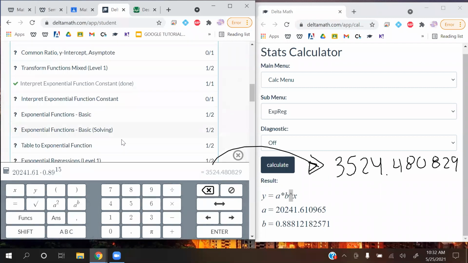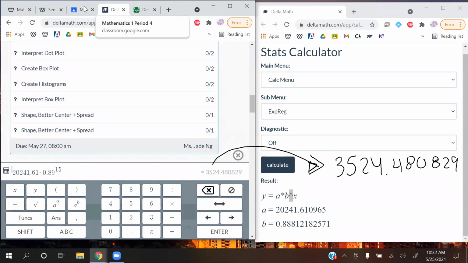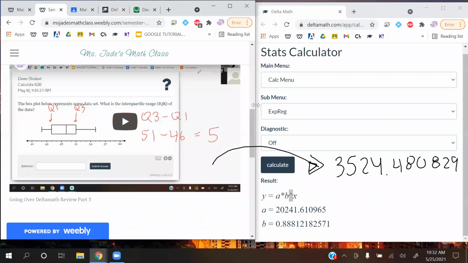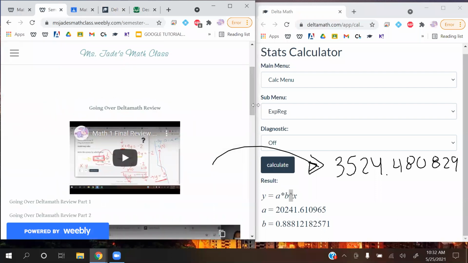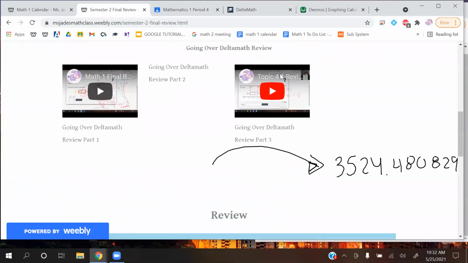And that's it. So I know there are more questions down here, the interpret dot plot, create dot box plot, all of that stuff. But remember, this is all included in the videos on my website already. So I'm not going to have to redo it for you. It's already there. You can do it on your own on this video. Also, we went over it like really recently, so it's a little bit less of a review.